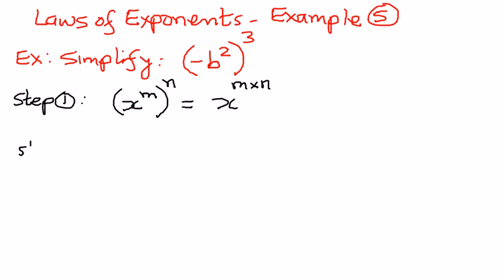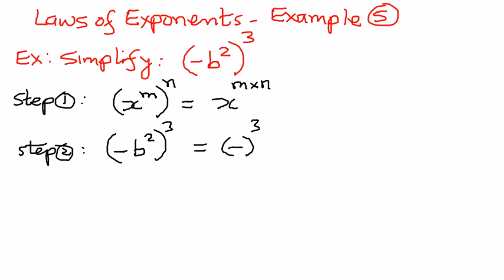So in step 2, we'll apply this rule to the given problem, and what we have here is minus b to the power of 2. This whole thing is raised to the power of 3. And then applying this rule, every one of the terms inside the parentheses should be raised to the power of 3. So therefore, the negative sign will be raised to the power of 3, and then b to the power of 2 will be raised to the power of 3, like that.